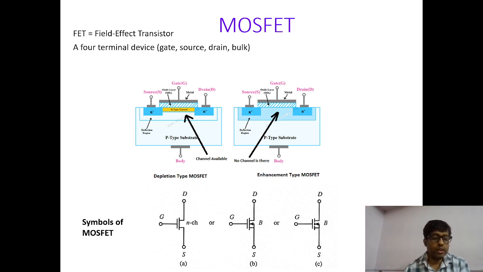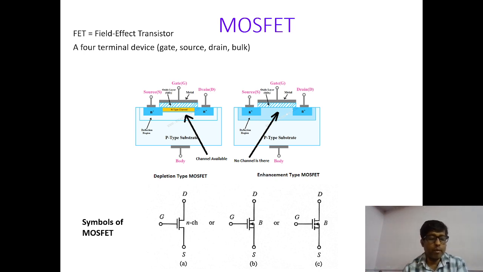The basic structure of the P-channel MOSFET consists of a lightly doped N-type semiconductor substrate with two heavily doped P regions. What is the P channel? When the N-type semiconductor substrate has heavily doped P regions, then this is called the P channel. Here we have given the P-channel depletion type MOSFET and also the P-channel enhancement type MOSFET.